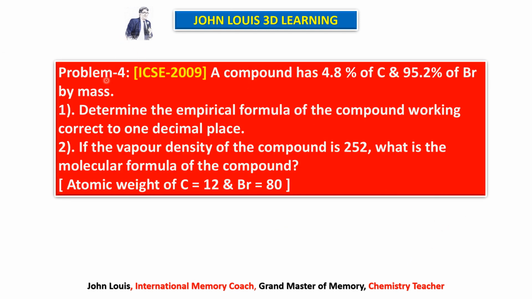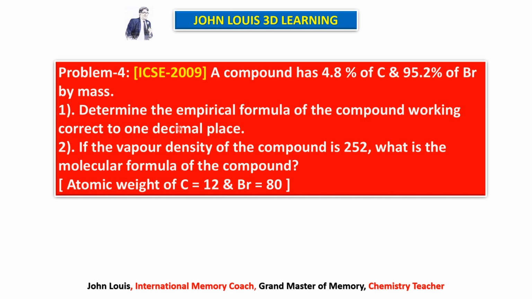So problem number 4, which was asked in the ICSE board examination 2009. A compound has 4.8% of carbon, 95.2% of bromine by mass. Determine the empirical formula of the compound, working correct to one decimal place.